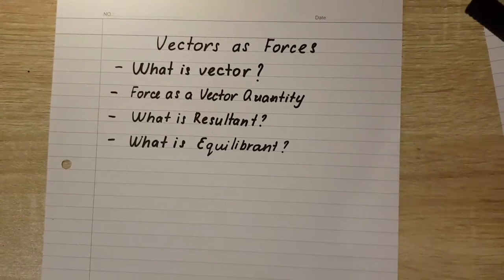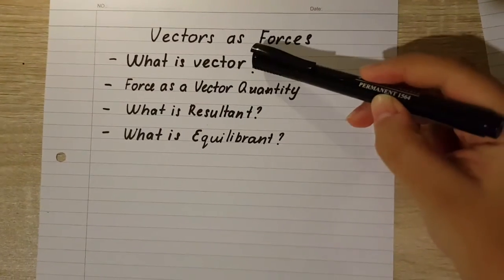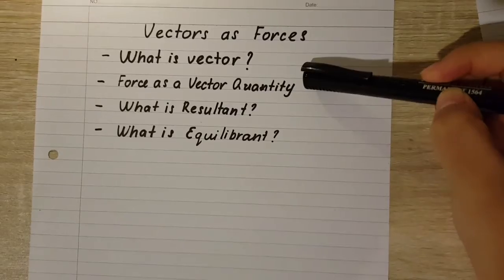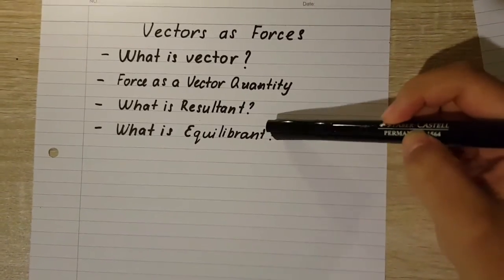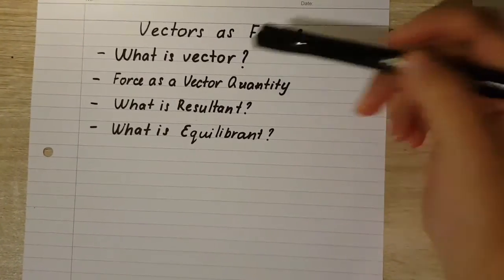The four main questions which we're going to talk about are: first, what is a vector? Force is a vector quantity. What is resultant? And what is equilibrium? First, we're going to talk about vector.